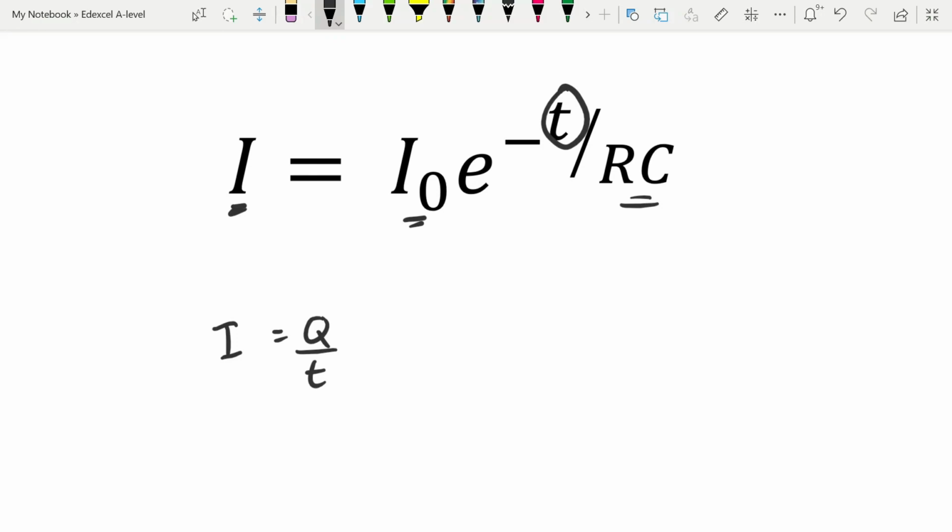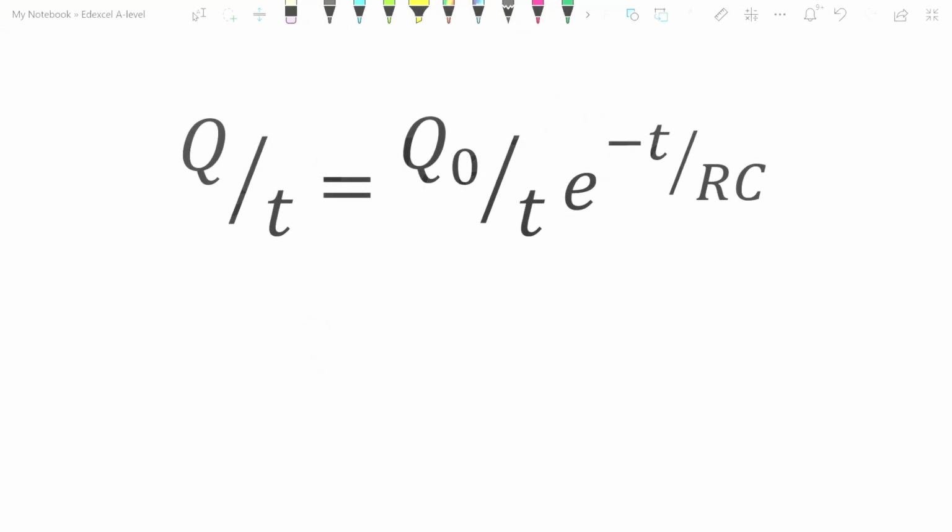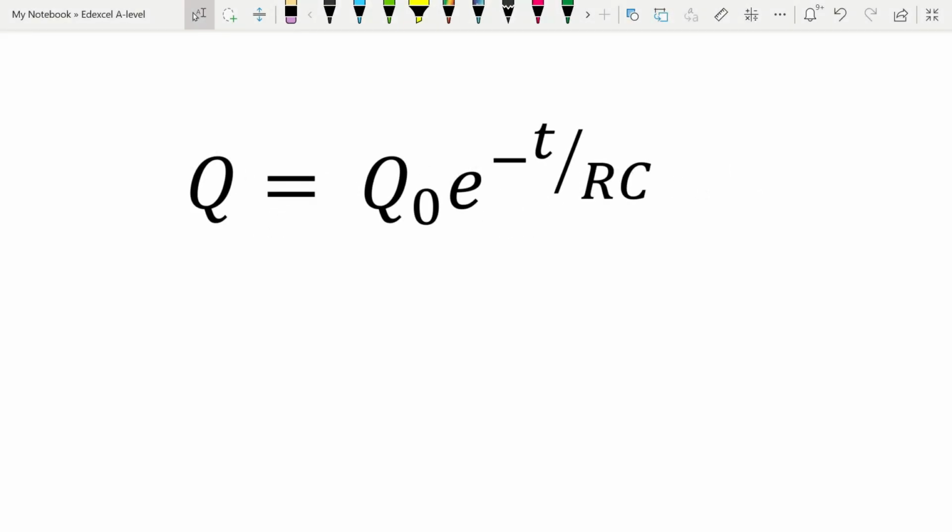And so we can substitute Q over T for our I and I0 here, giving us this equation. These T's are going to be exactly the same, and so we're going to cancel those T's out and be left with Q equals Q0 e to the power of minus T over RC, which of course we were expecting because, again, originally we said the charge, the current, and the voltage are all going to decrease in the same way as the capacitor discharges.